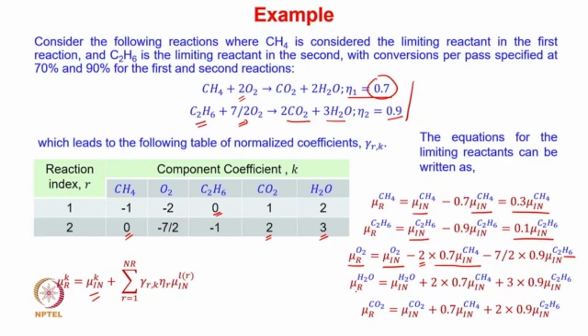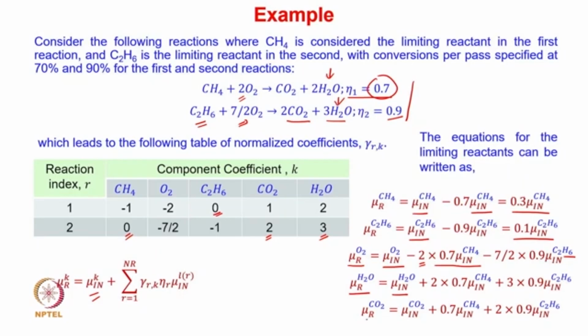In a similar manner, for the water, the material balance can be written as mu r H2O, which is nothing but the molar flow rate of the water coming out from the reactor, that will be equal to the molar flow rate of the water coming in the reactor, plus water is getting produced in the first reaction, so that becomes 2 into 0.7 mu in CH4. Again it is getting produced in the second reaction, so that becomes 3 into 0.9 mu in C2H6.